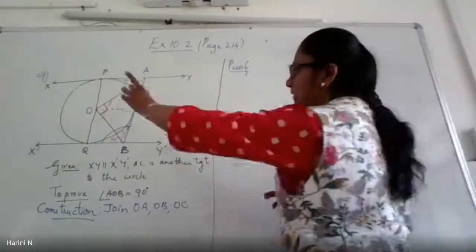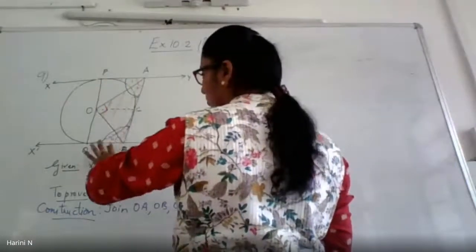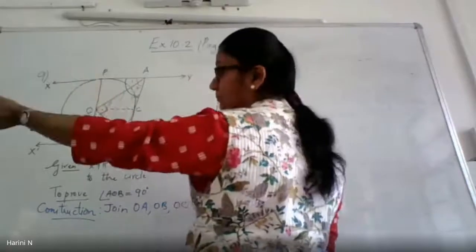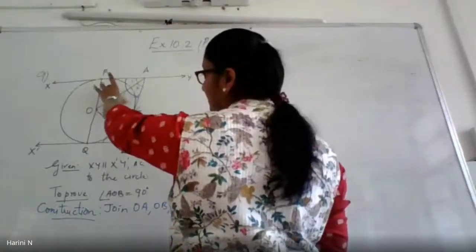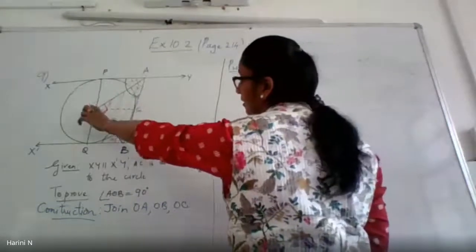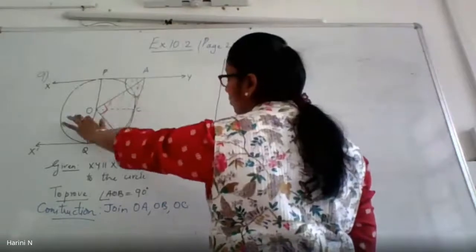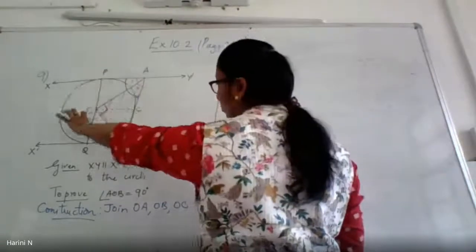Either you can show that the two triangles are congruent and say 1 is equal to 2 and 3 is equal to 4. Actually, we did this in theorem 3. We have shown these two triangles to become congruent. How? SSS congruence. OC, OA, we have joined. So I am talking about triangle ACO and APO.